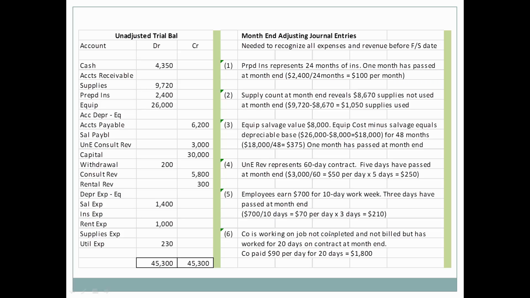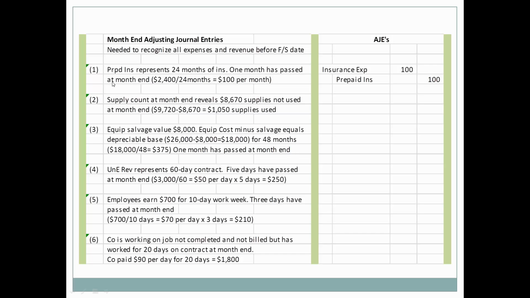So let's look at these journal entries. So our prepaid insurance, we know that we have to recognize and match with our revenue, our insurance expense, and that our prepaid insurance, $100 or 1 month of the policy has elapsed. So now we have to reduce our asset. We have to credit our asset, prepaid insurance, in order to recognize that $100 has lapsed, and also we have to recognize that our insurance expense has increased by $100, so we're going to debit the expense.